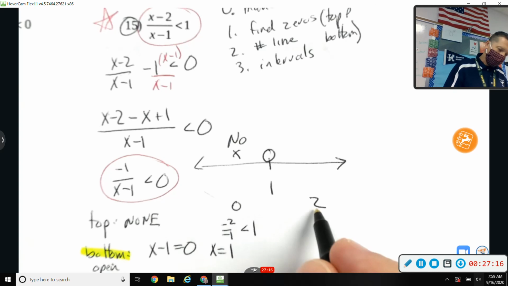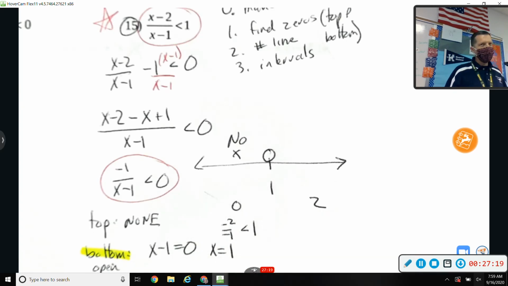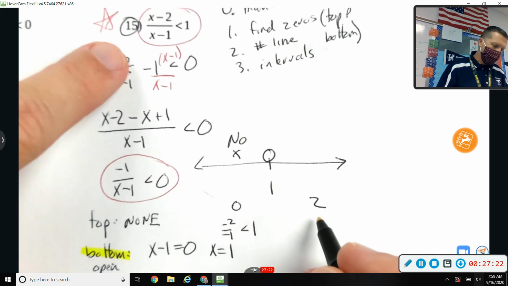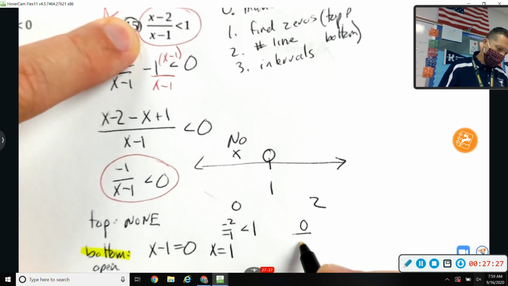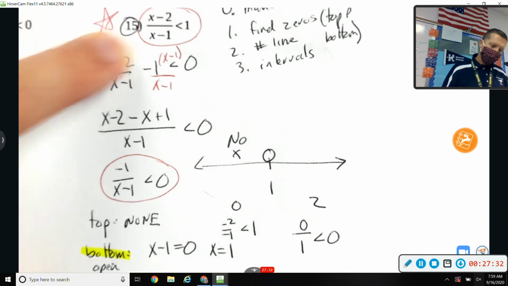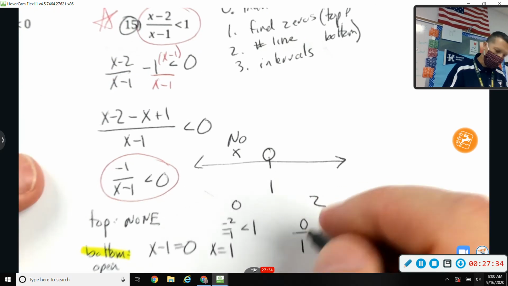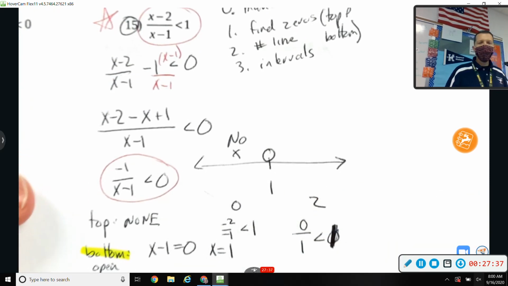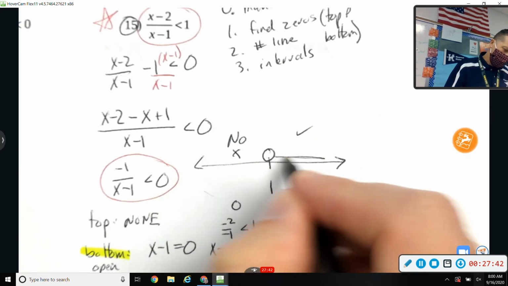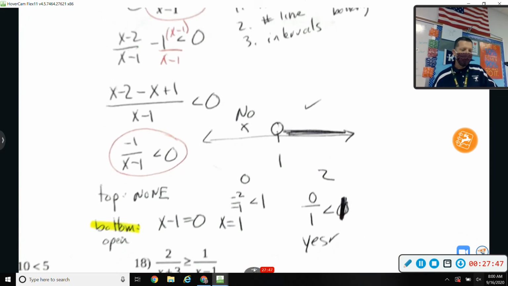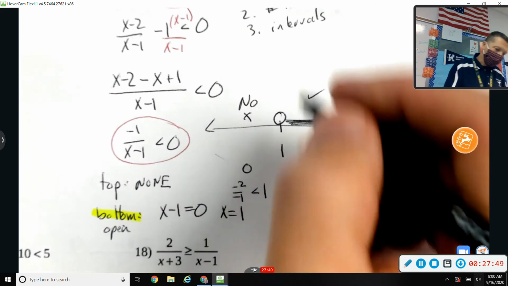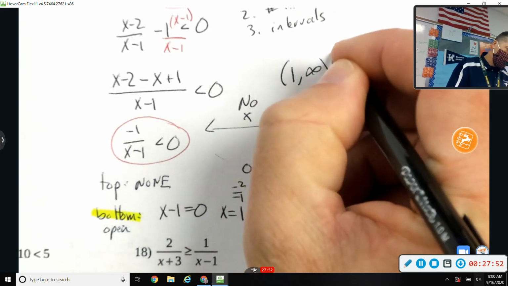All right, checking 2. I'm thinking it's going to work by the alternating rule, but still not sure. Plus, this will be a good check on my work. 2 minus 2 is 0. 2 minus 1 is 1. So 0 is less than 1. Or excuse me, that's a 1 over there. Said the right thing, wrote the wrong thing. 0 is less than 1. Yes, that is true. I don't know why I have to say it out loud to convince myself that it's true. So this one, the answer is from 1 to infinity.